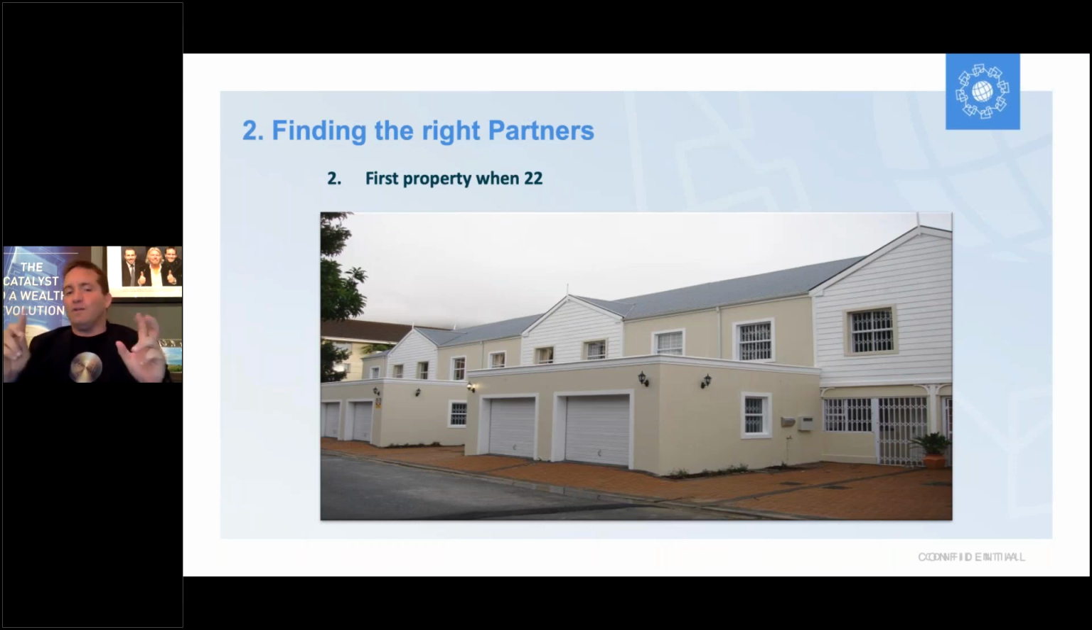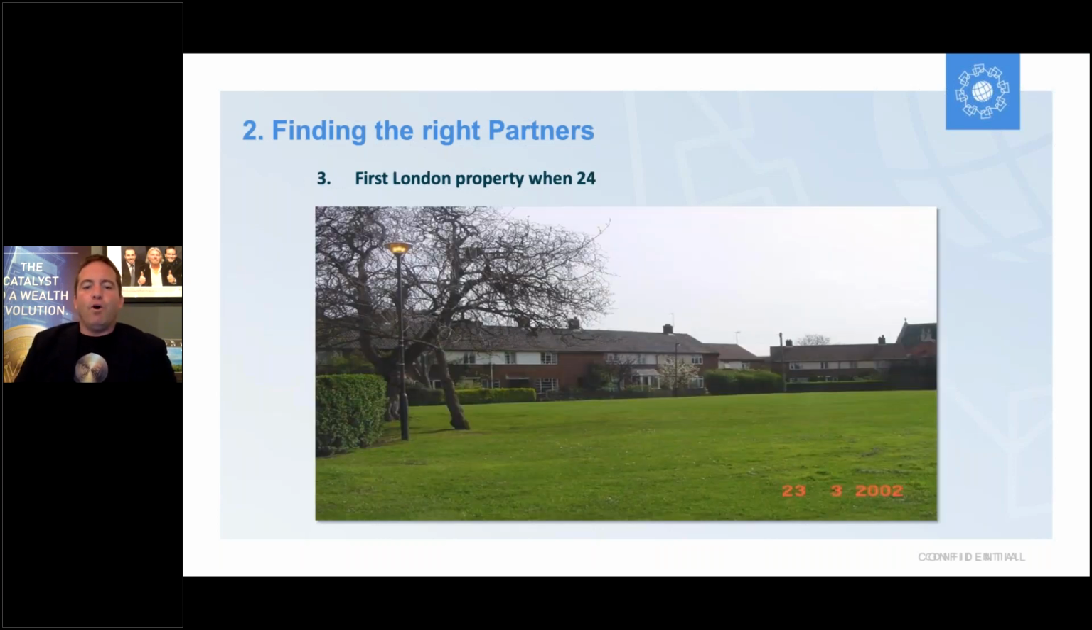My first real project was when I was 22. We bought a 5-bedroom house in Rondebosch, Cape Town. We developed it into 6 townhouses, which you can see here. Then when I was 24, we actually bought our first house in London. You can see there it was just after September the 11th. It was one of these terraced council houses, which I'll talk a little bit about later.